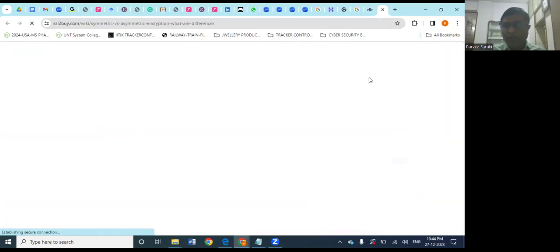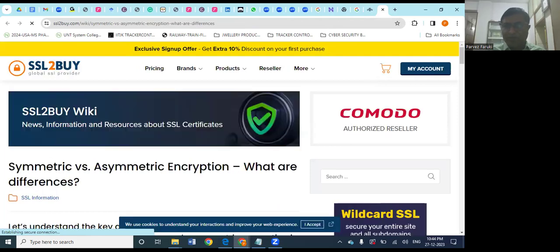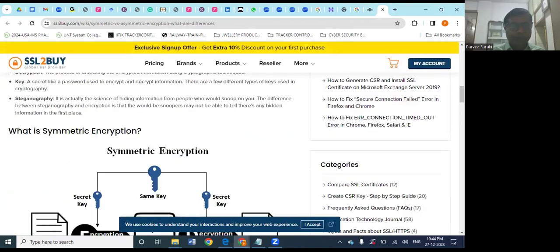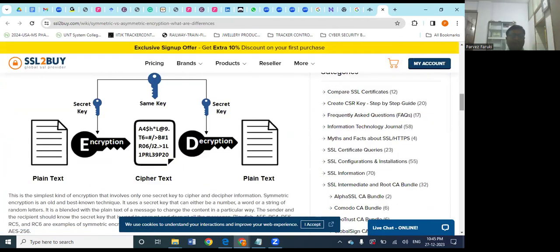Right now, we are talking about this. We are talking about this. See, plain text is encrypted via something which is called a secret key. And it is compulsory that the sender and receiver share the same key.